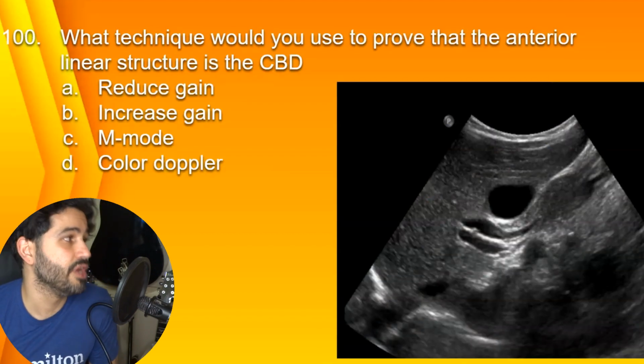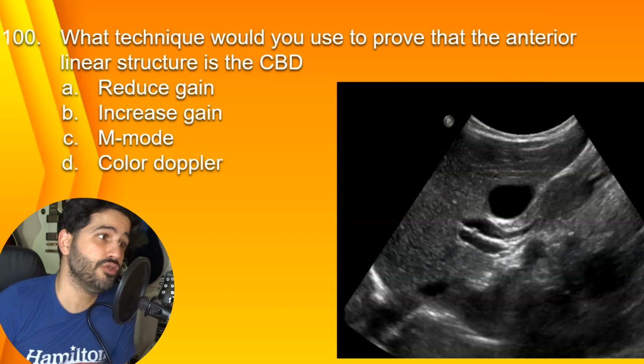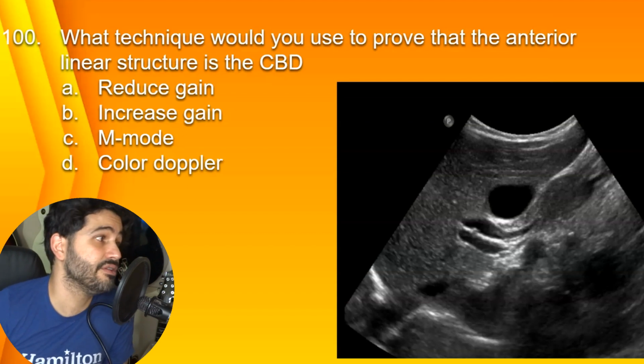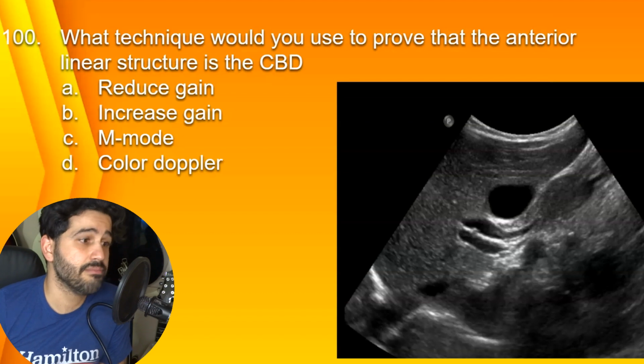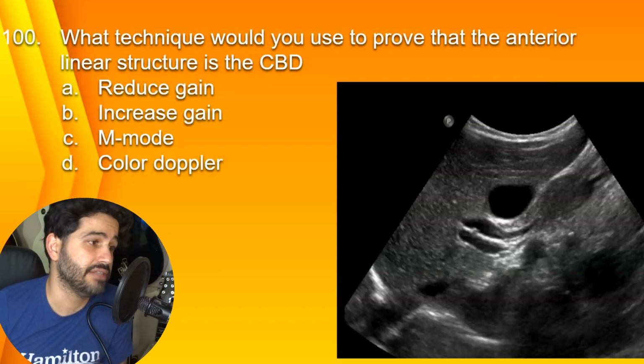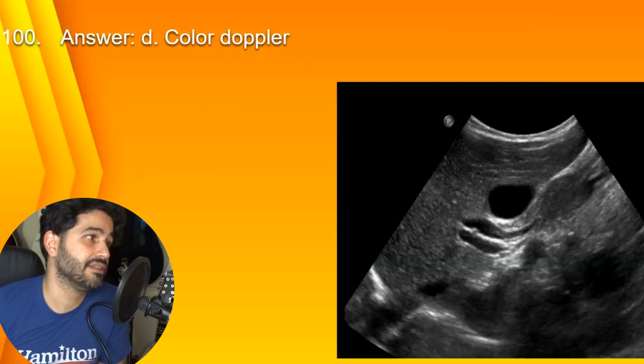All right, number 100. What technique would you use to prove that the anterior linear structure is the CBD? A, reduce the gain. B, increase the gain. C, M mode. Or D, color Doppler. Right? The answer is D, color Doppler.